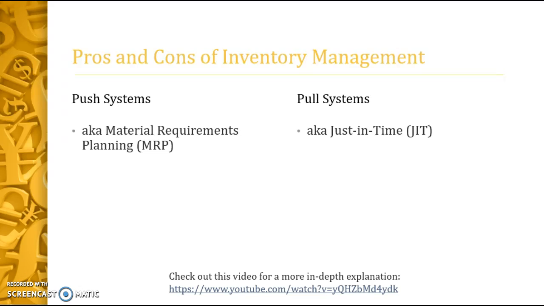MRP considers three things: how much of each item you have, how many more finished goods you will need to meet demand, and what components you'll need to achieve said requirements. MRPs depend a lot on sales forecasts. JIT doesn't focus so much on sales forecasting because the goal is to minimize, or in some cases even eliminate, inventory. If you want to learn more about the difference between push and pull systems, there is a link to a YouTube video that is very helpful.